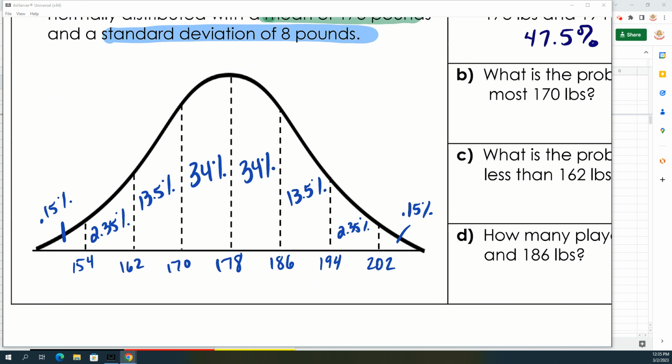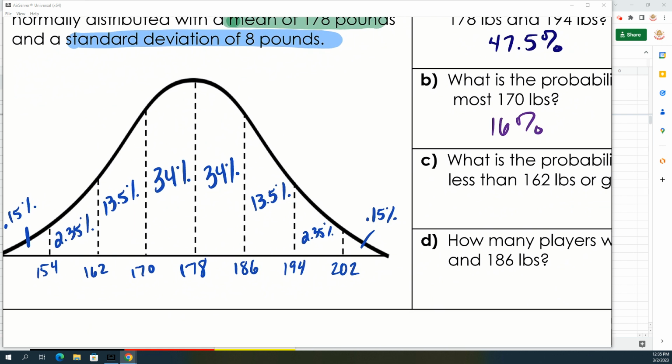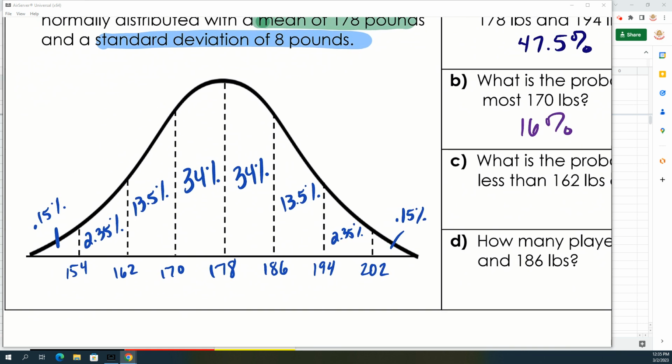I think you missed one of them. It's okay. It ends up adding to be 16%. Or maybe you just typed something wrong. So these two add together to be 2.5 plus 13.5 is going to be 16%. It's okay.